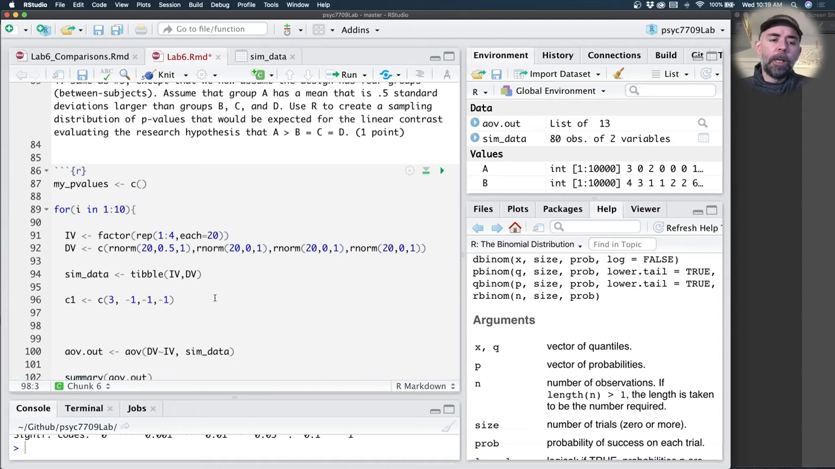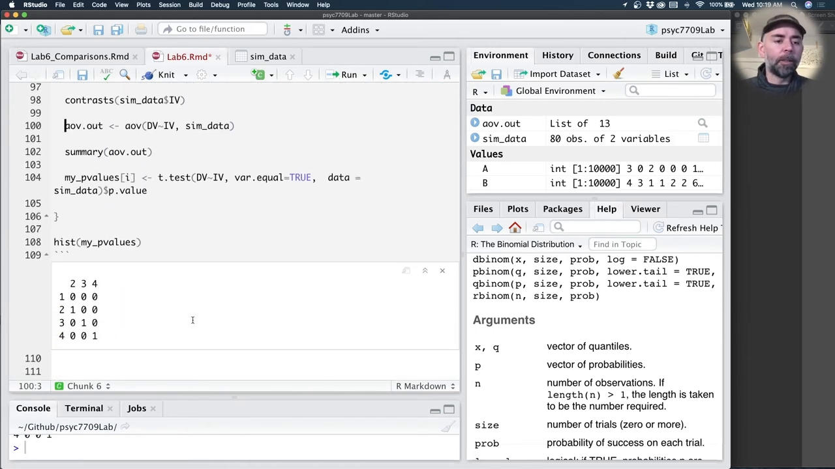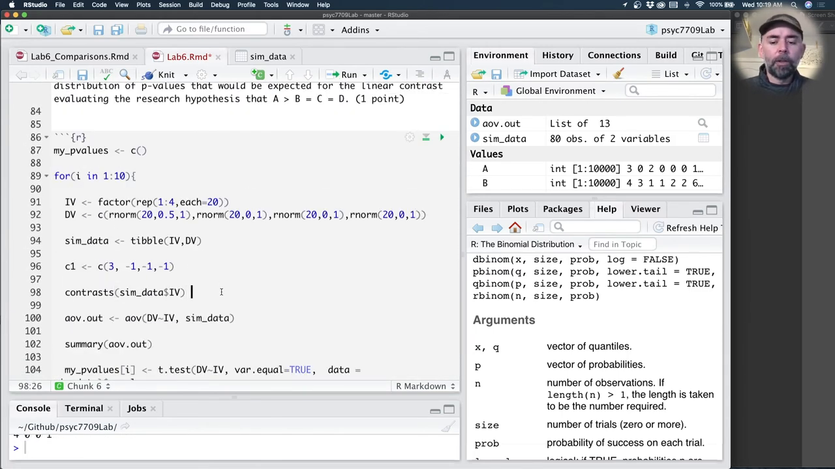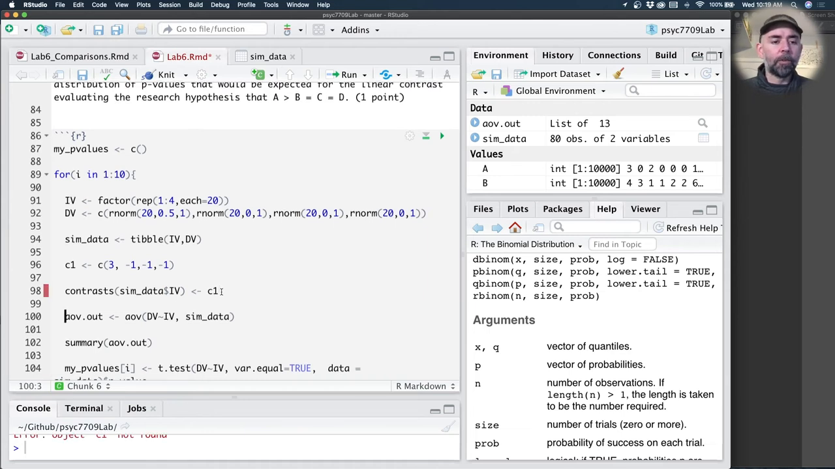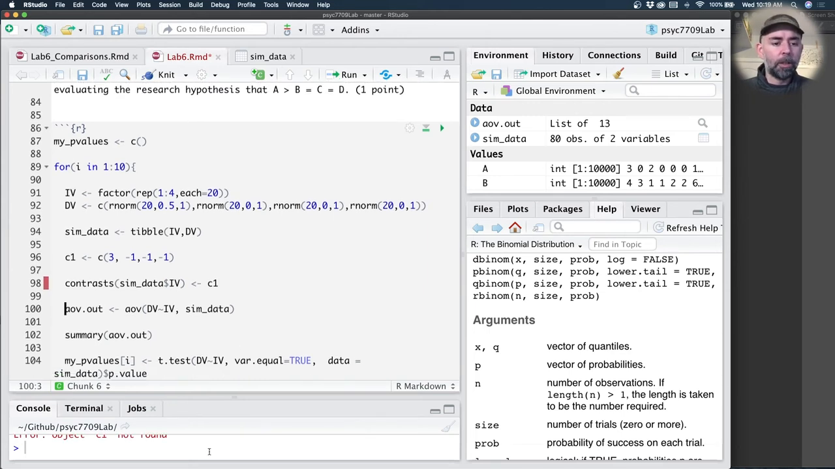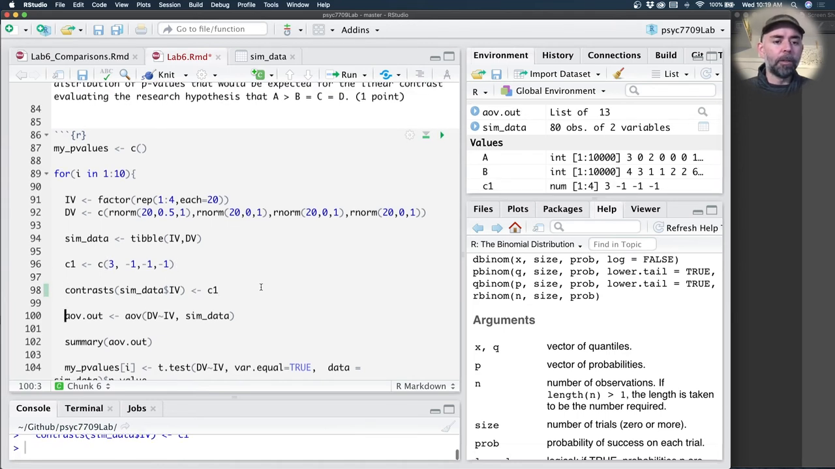If we go in and find the independent variable and we look at its contrasts, we can see that default contrast table there. Now I want to assign this one contrast to it. It's not found. Okay, I need to do this.